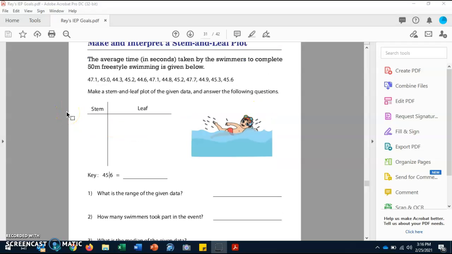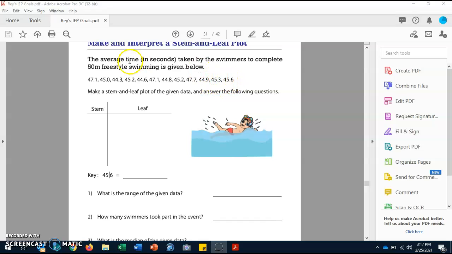So we are going to put our set of data numbers in order here in the stem and leaf plot. So I will be doing 2 with you and you will do the rest on your own. To begin with, we have to go from smallest to biggest. So we have 47, 45, 44, 45, 44, 47, 44, 45, 47, 44, 45, and 45.